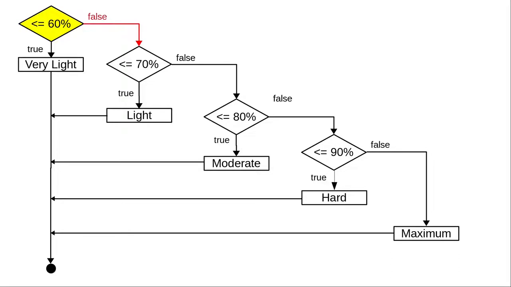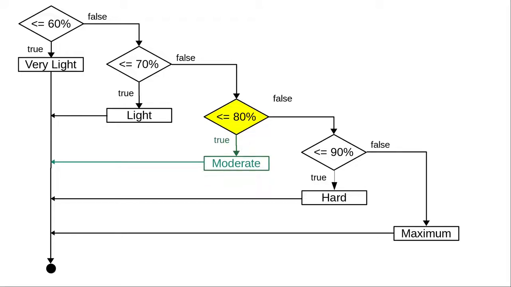Is 73% less than or equal to 60%? No, it isn't. Is 73% less than or equal to 70%? No, it isn't. Is 73% less than or equal to 80%? Yes, it is, so our training zone is moderate, and we've finished.